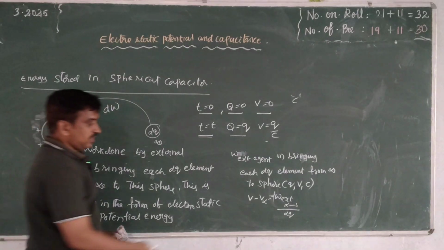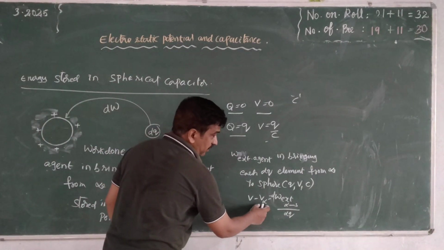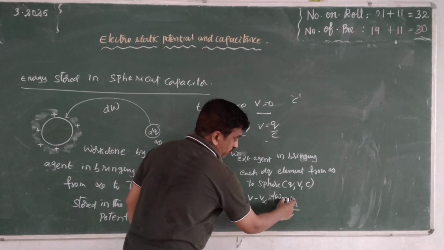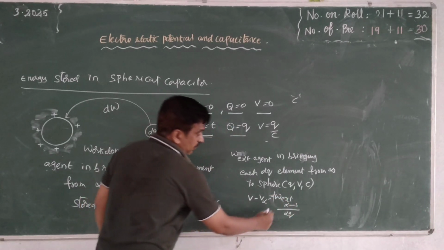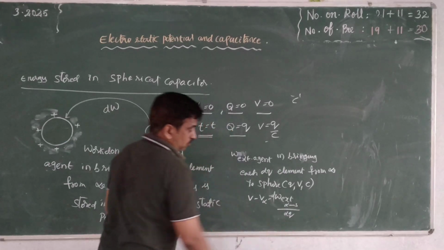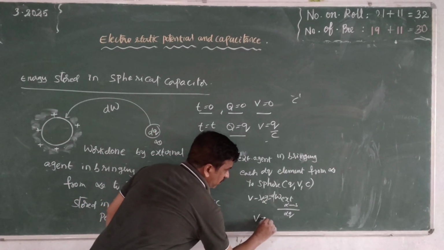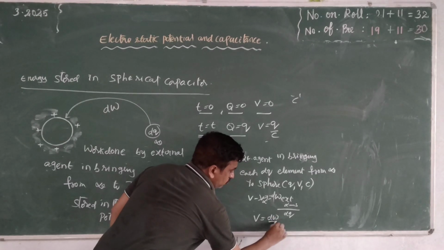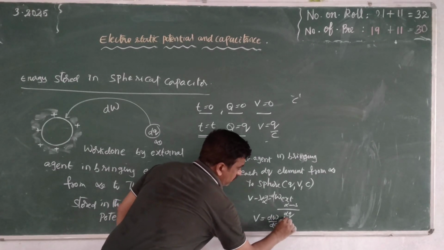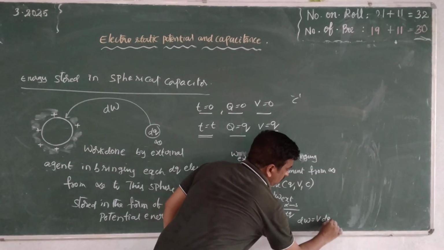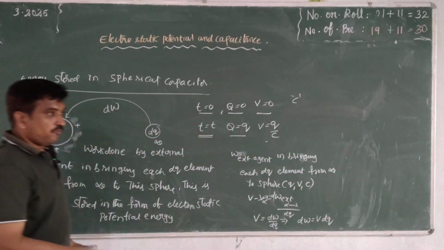So we can write V minus V infinity equals dW, the work done by the external agent to bring charge dq from infinity to the sphere. Here V infinity is 0, so V equals dW by dq. From that we can write dW equals V dq.